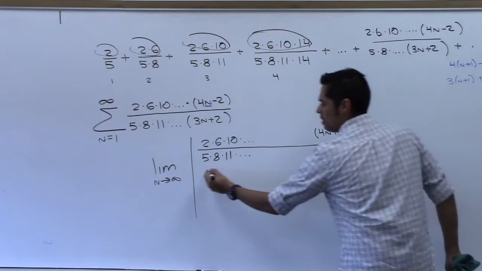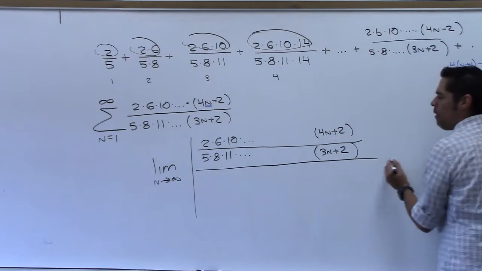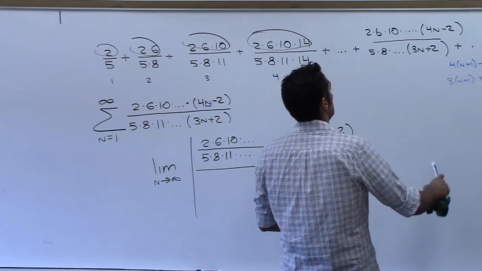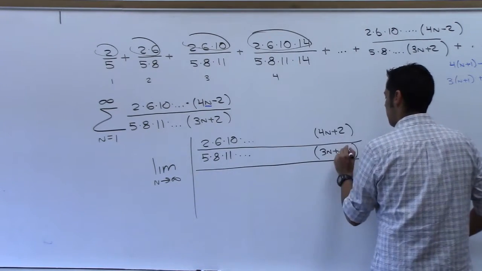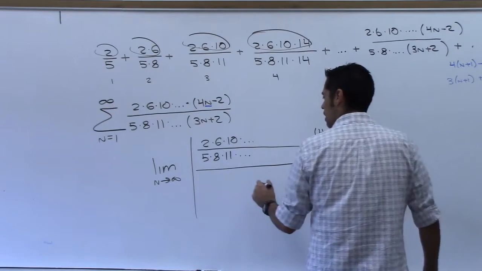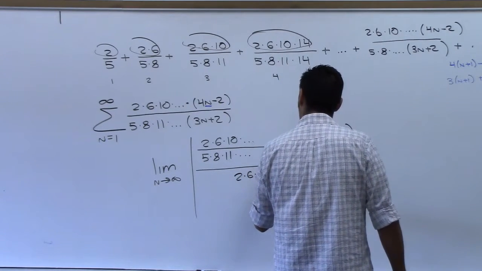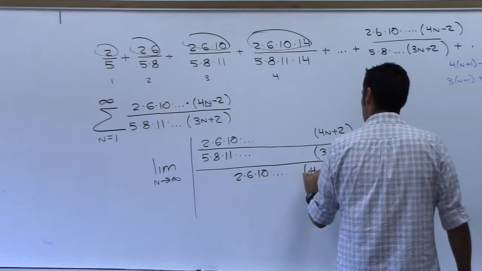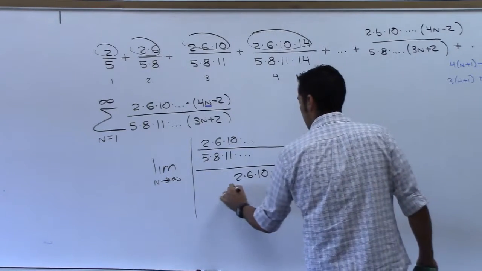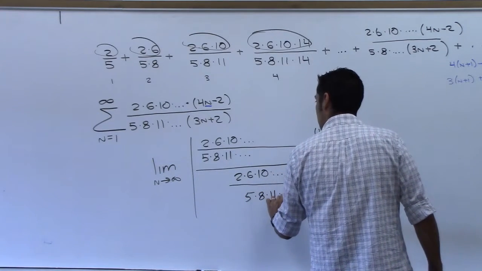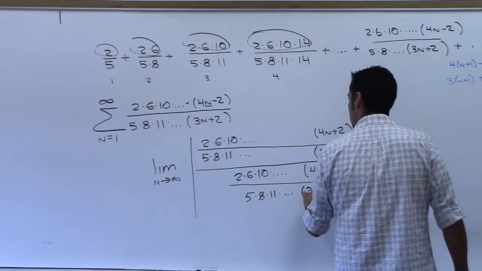Yes? Okay, over what? 3n, yes, I did. Plus 5. Thank you. Over a sub n, which we just write out again, right? And it stops at 4n minus 2. And then over 5 times 8 times 11 times dot, dot, dot to 3n plus 2.